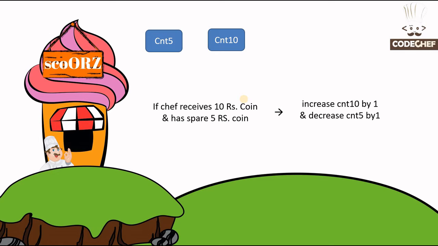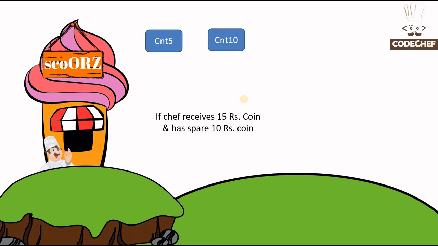Otherwise, if the chef receives a 10 rupee coin and he has a spare 5 rupee coin, then we need to increase the count of 10 by 1 and decrease 5 by 1, because we need to give a 5 rupee coin as exchange. Now, if the chef receives a 15 rupee coin and has a spare 10 rupee coin with him, then we need to decrease the counter of 10 by 1. Here, we are not increasing the count of 15 rupee coin because chef cannot use a 15 rupee coin as an exchange to any amount received by him.